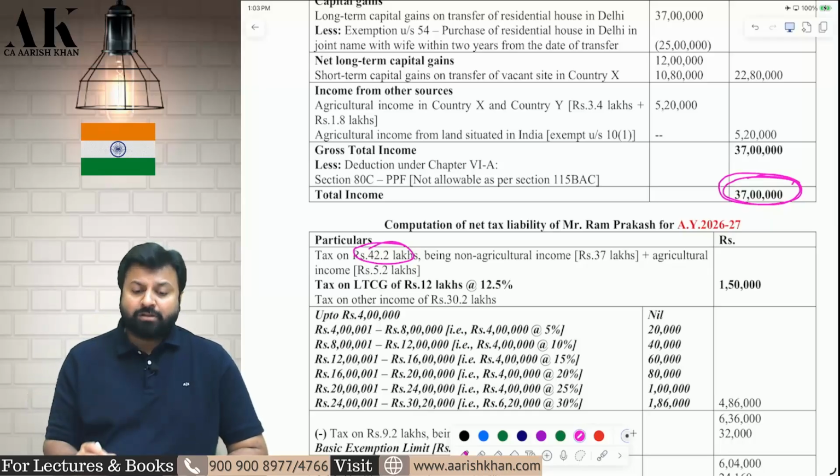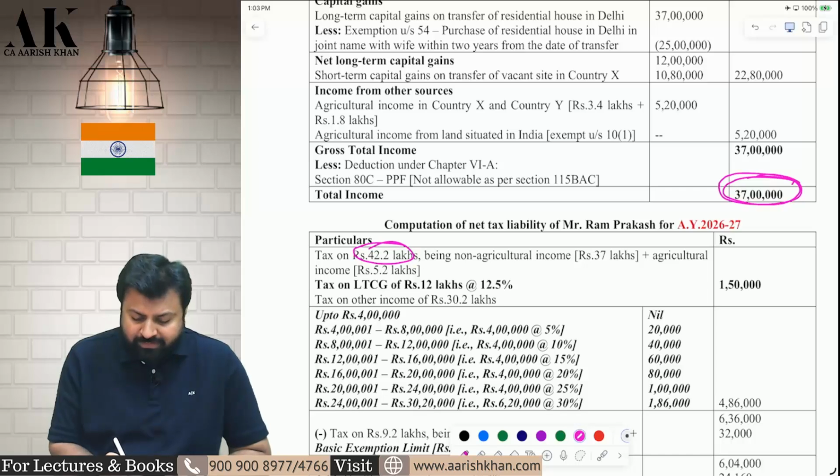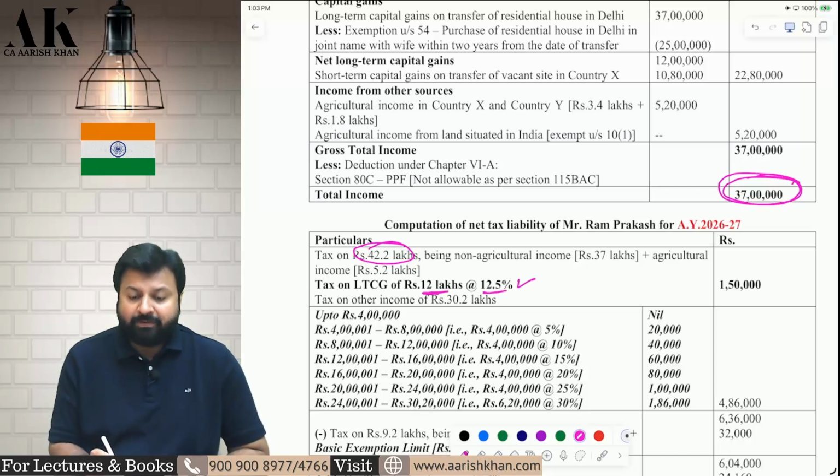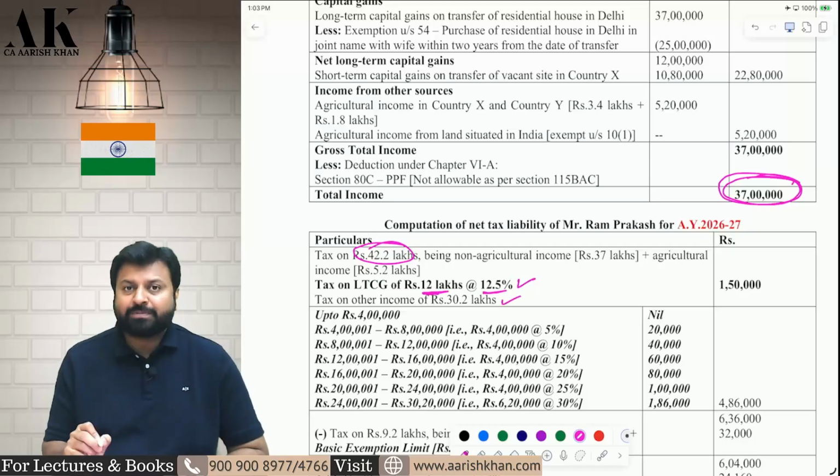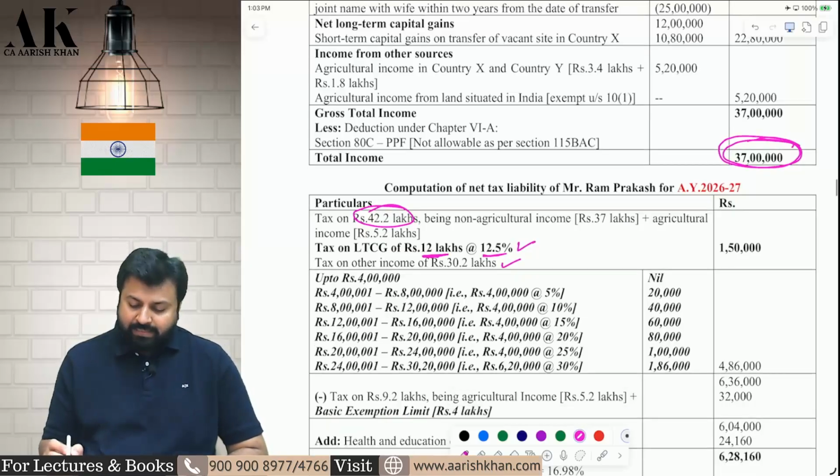Now while computing the tax on 42.2 lakhs, be very careful. Out of this 42.2 lakhs, 12 lakhs is long-term capital gains. Therefore on long-term capital gains, compute 12.5% and on other income, compute as per slab rates. That is your step number 1.